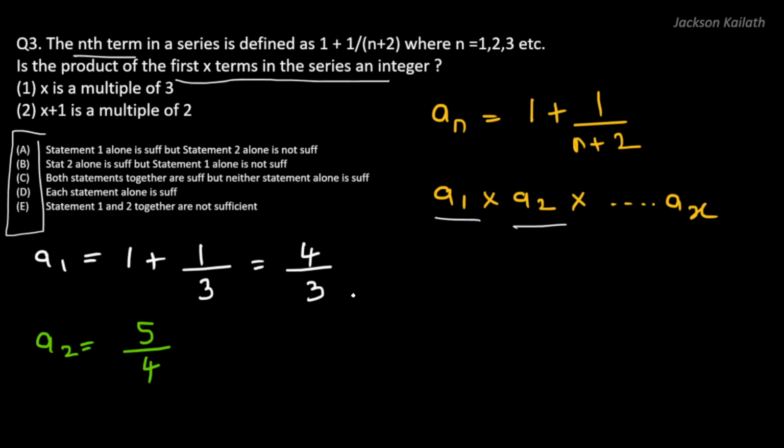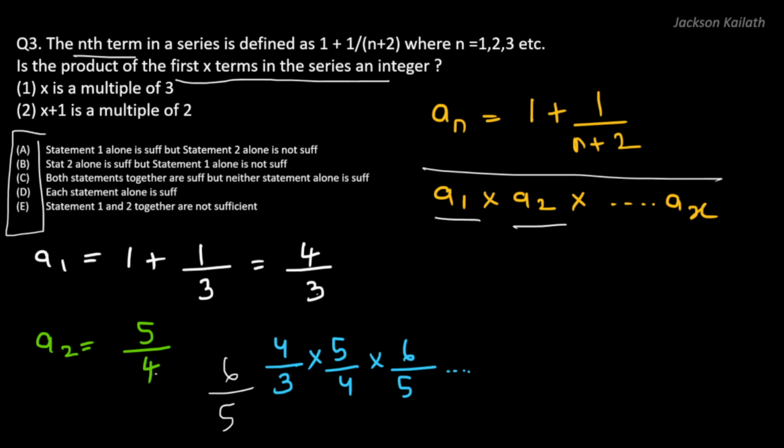Now again, in a similar manner, you can see that a3 would be 6 by 5. So over here you have 4, then you have 5, and then in a3 you would have 6. Similarly, over here you have 3, then you have 4, and in a3 you would have 5. So 6 by 5 would be a3. Now if you want to take a look at this product, that would be 4 by 3 into 5 by 4 into 6 by 5, and then it goes on like that.